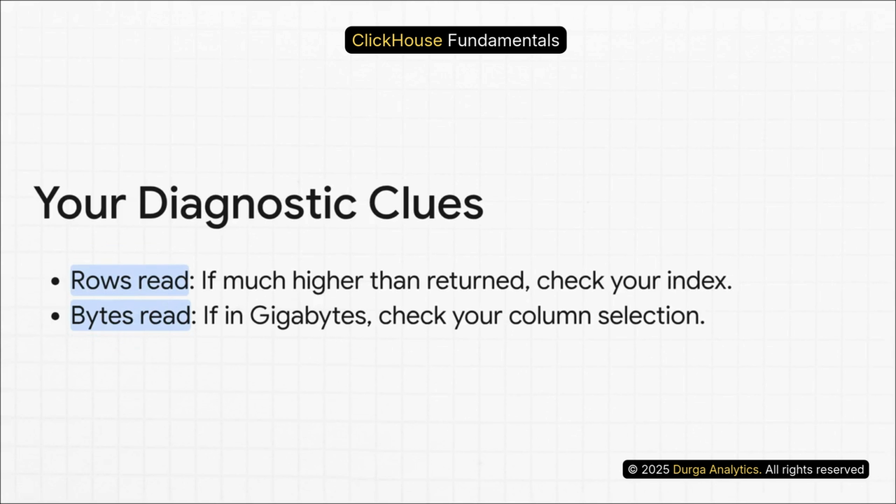And the great news is that ClickHouse gives you the exact clues you need right there in the query summary. If it read 1 billion rows to return just 10, well, your where clause isn't using the index correctly. If it read 50 gigabytes of data for a simple count, you're probably selecting way too many columns. These 2 metrics tell you exactly where to start looking.